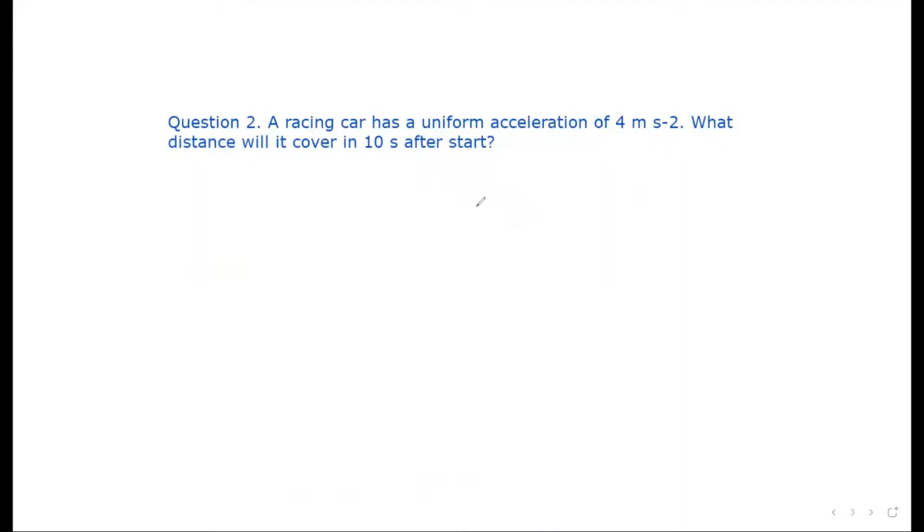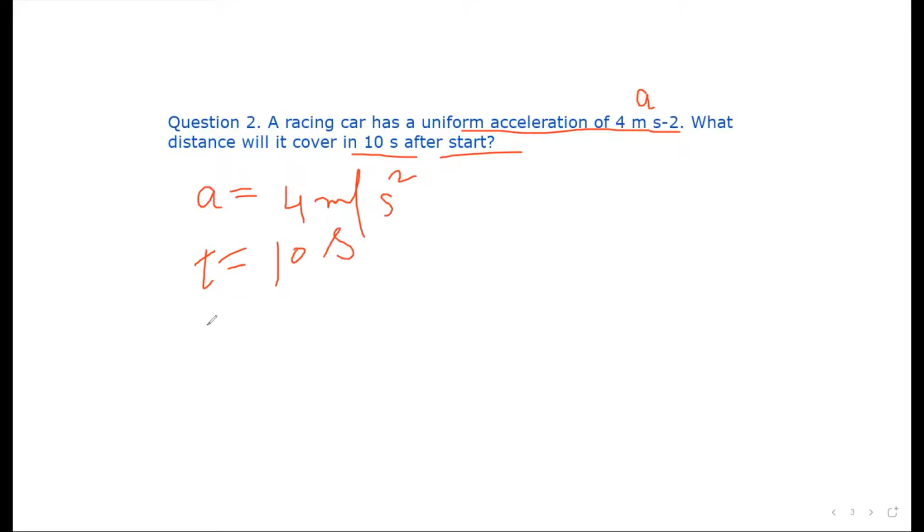Question number 2. A racing car has a uniform acceleration of 4 meter per second square. So this is a. What distance will it cover in 10 seconds after start? So let's start writing. What is a here? That is 4 meter per second square. Whenever you start your numerical, first write down the information they have given to us. What is time here? 10 seconds. Very good. And then we have to find S.